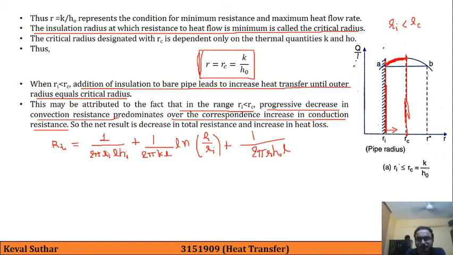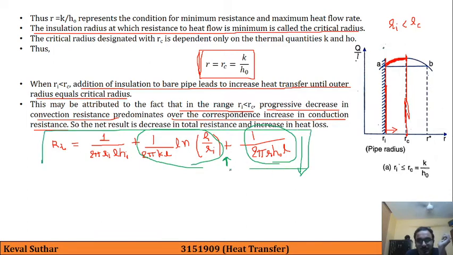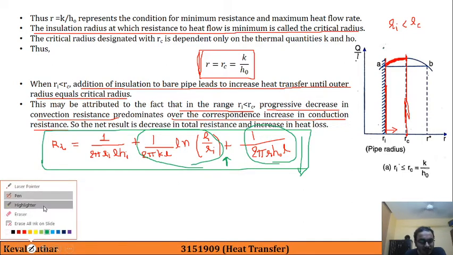and the thermal resistance is decreasing. So here, as R is increasing, the decrease in this parameter is far more than the increase in this parameter. So this increase is much less in comparison with this decrease. So the decrease is more than the increase. That's why the net effect is a decrease in thermal resistance RT. Okay. So let me erase this part.